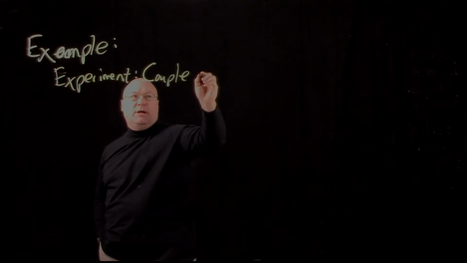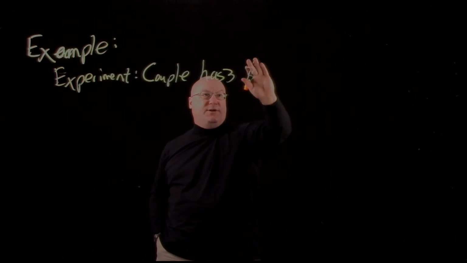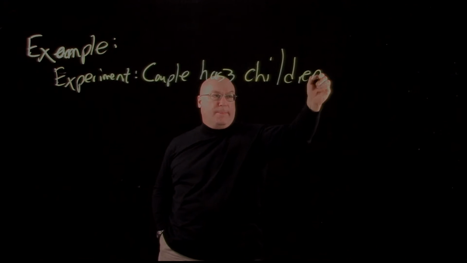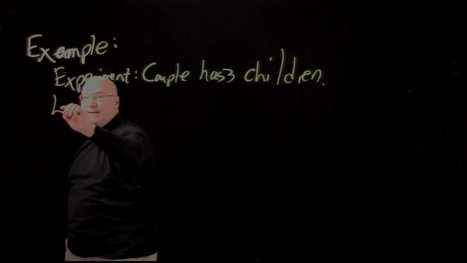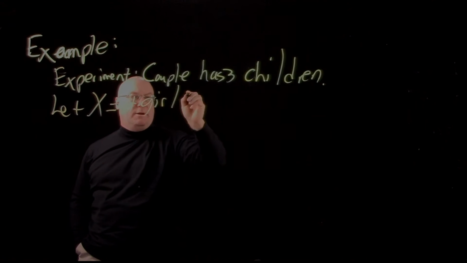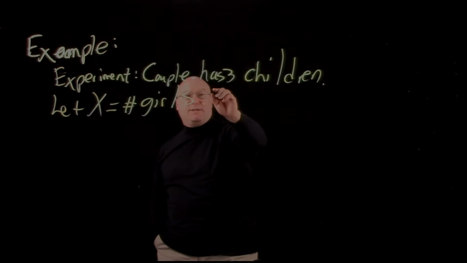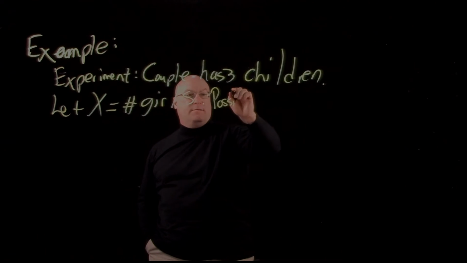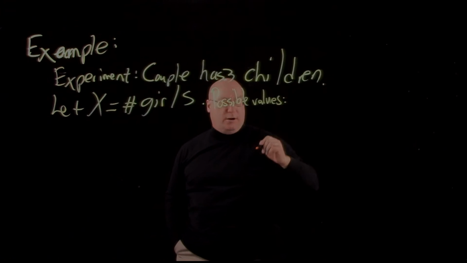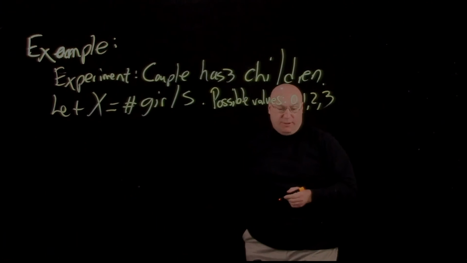a couple has three children. Let's let X equal the number of girls. Okay, so the possible values for X are, well, you can have no girls, 1, 2, or all 3 can be girls.